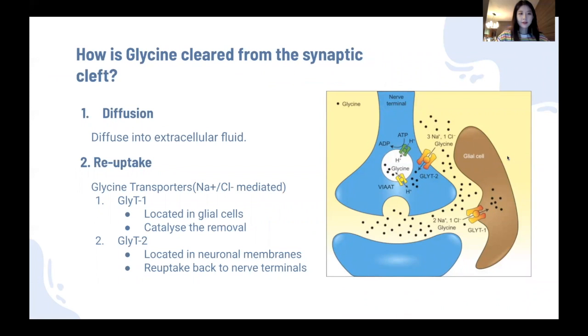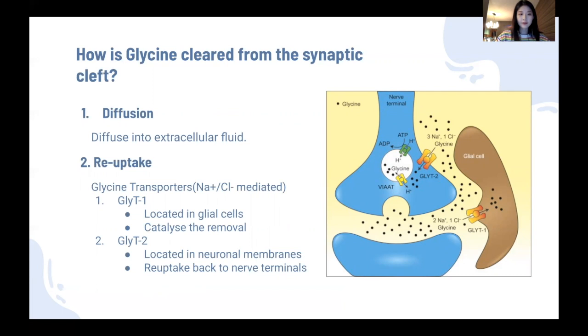And finally, how is glycine cleared from the synaptic cleft? There are mainly two ways. The first one is diffusion, which means some of the glycine can actually diffuse into surrounding extracellular fluid. And the second one is reuptake. So glycine can be removed by specific high affinity glycine transporters, which are usually mediated by sodium and chloride ions.